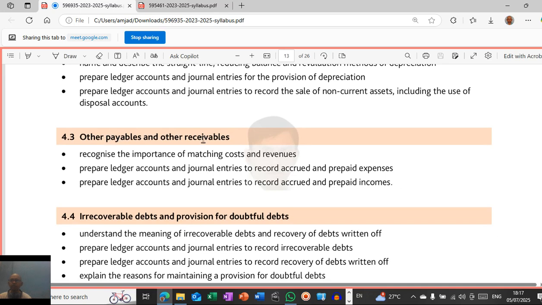So other payables and other receivables. Recognize the importance of matching cost and revenue. So you prepare ledger accounts and journal entries to record accrued and prepaid expenses. Prepare ledger accounts and journal entries to record accrued and prepaid income. So this we will be learning in lesson 4.3.